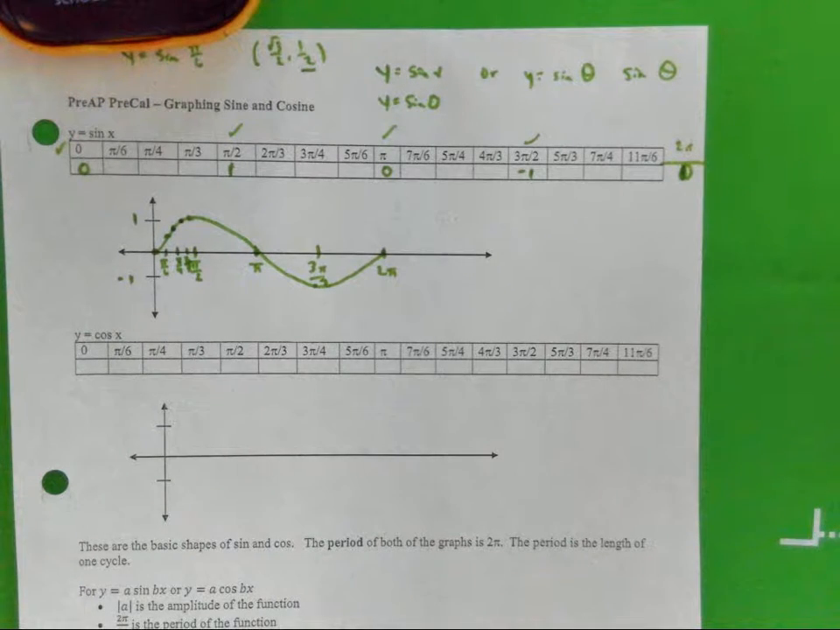Now, let's look at this. This is pi over 2, pi. I'm going up by halves, aren't I? This is 3 pi over 2. That's 4 pi over 2. Let's think about 5 pi over 2. 5 pi over 2. How many times does 2 go in 5?